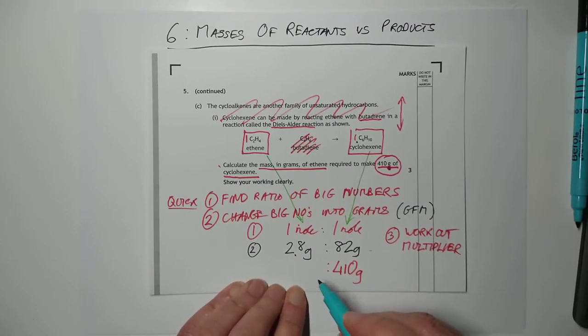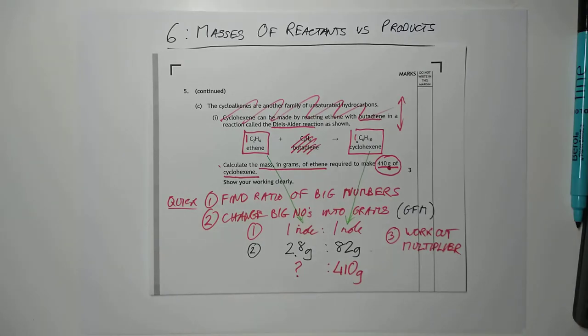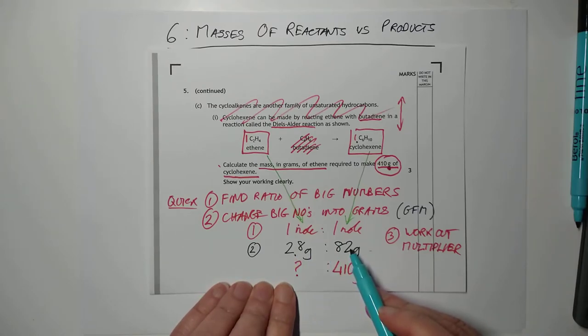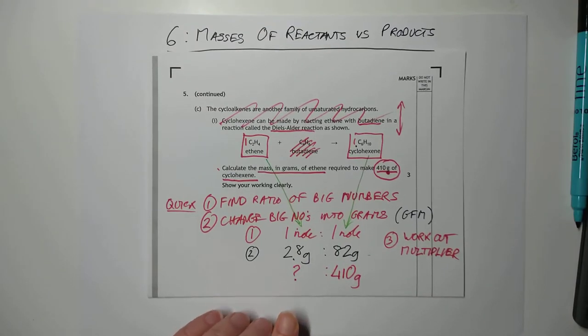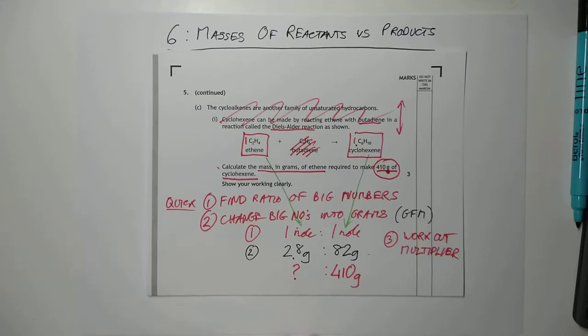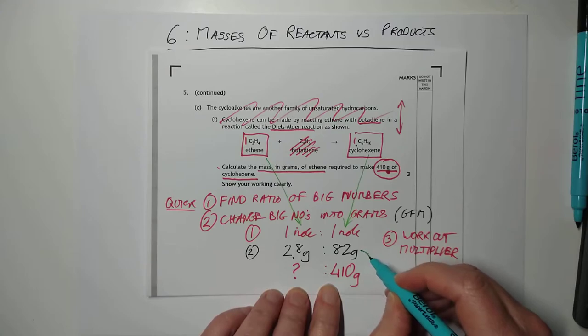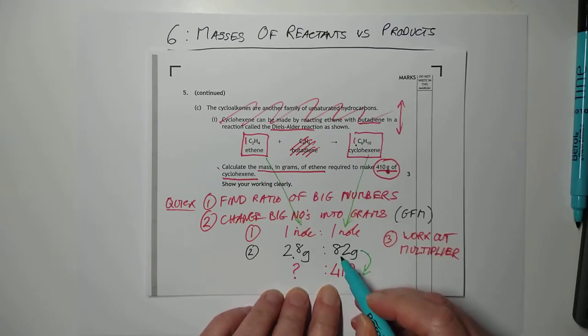And of course, our missing number is here. Now, I'm not going to go into maths and ratios. If you're good at maths and ratios, you might realise that this number and this number are in the same ratio as this number and this number. But if you don't know what I mean by ratios, don't sweat it, because that's why I'm calling it a multiplier. In other words, folks, what have we done to 82 to turn it into 410?